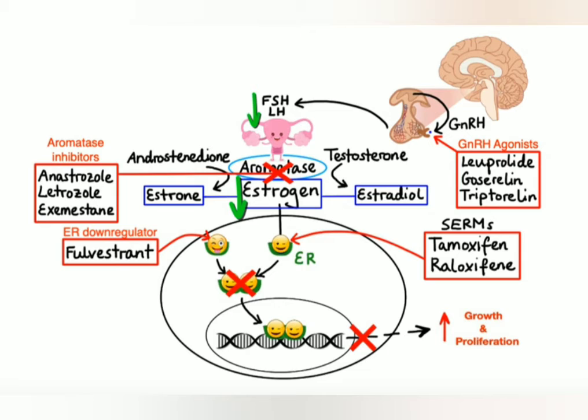Although GnRH agonists can be helpful in treatment of women with breast cancer, they are more often used in treatment of men with prostate cancer. This is because in males, luteinizing hormone directs the testes to produce testosterone.